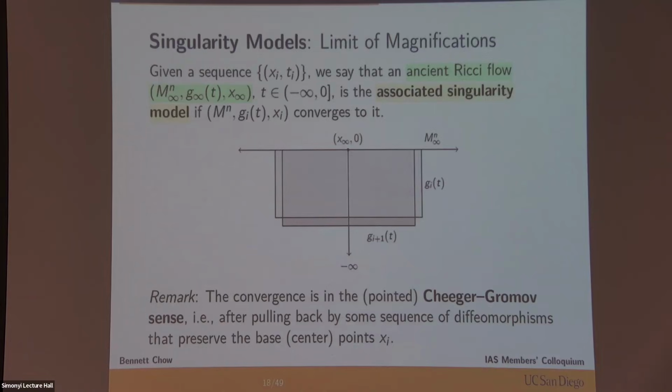Really, the only comment is: what do we mean by convergence after rescaling? Then it's just, more classically, pointed Cheeger-Gromov convergence. So Bamler will have F-convergence, which is more general. Okay, so the takeaway from this slide is that a singularity model is such a limit under dilations, and you can think of it for simplicity as just Cheeger-Gromov pointed limits. So the Cheeger-Gromov pointed limit just simply means convergence up to diffeomorphism.